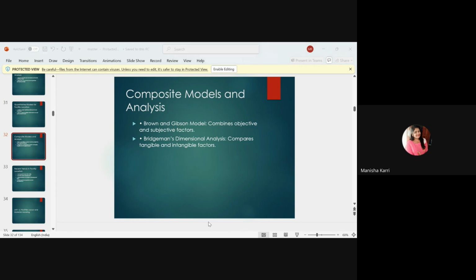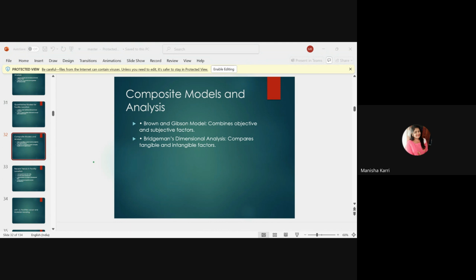Coming to composite models and analysis. Here, the first model is the Brown and Gibson model. How does it work? It is a model that combines both objective, meaning measurable, and subjective, meaning opinion-based, factors to choose the best location for a facility. These models assign weights to different factors based on how important they are, and then evaluate each potential location using both data and expert opinions. Taking an example, when selecting a site for a new factory, the objective factors are cost, distance, and suppliers. All these are combined with subjective factors like local community support or business climate.